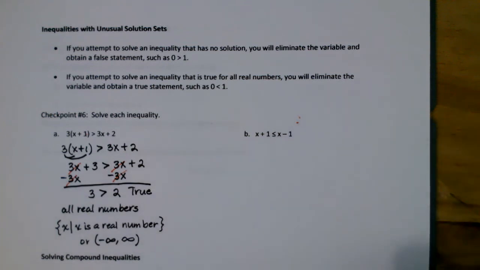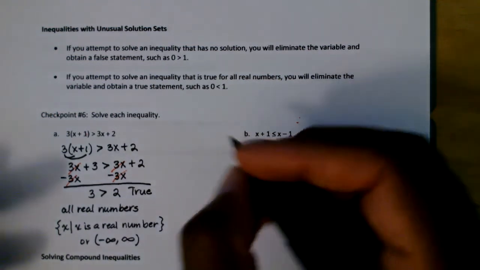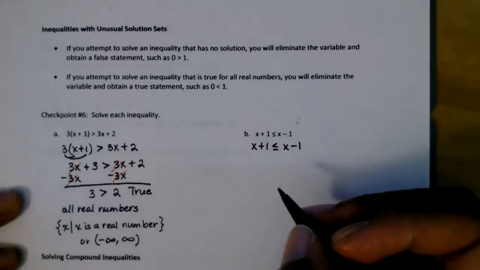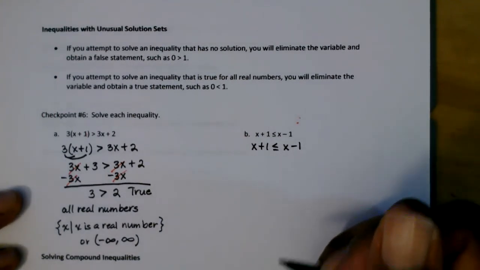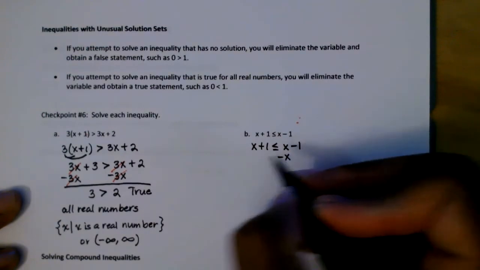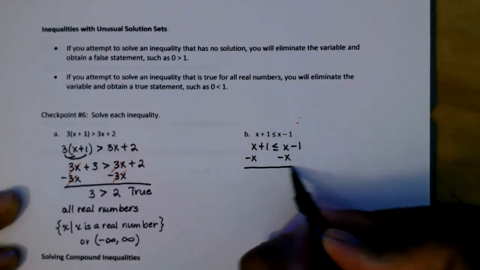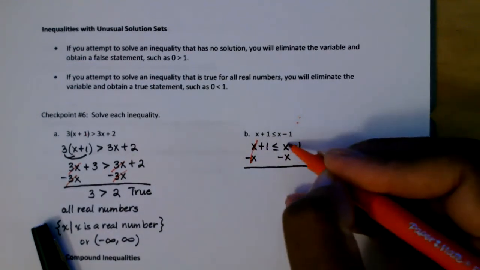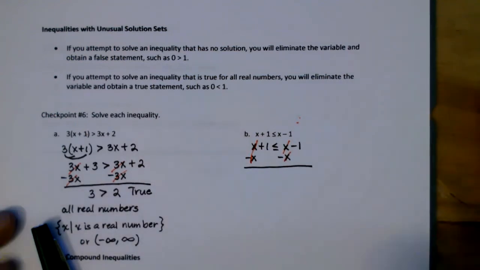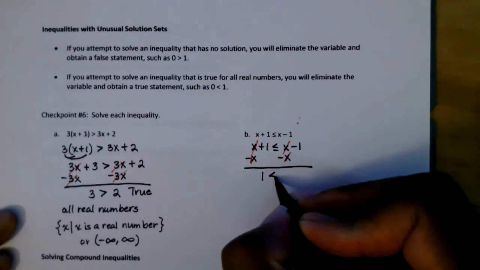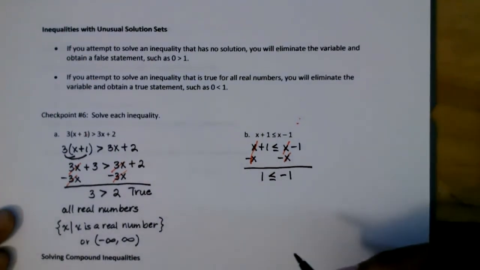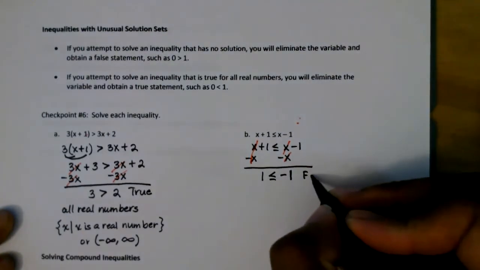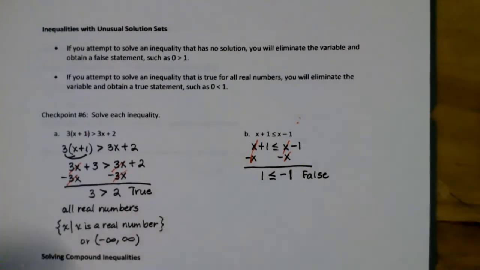All right, the other one: x plus 1 is less than or equal to x minus 1. Now, in this case, if we attempt to get the x's on one side of this inequality, preferably on the left side, by subtracting x on both sides, you see these x's are gone, and so are these x's. This is what you're left with: 1 is less than or equal to negative 1. And is 1 less than or equal to negative 1? Absolutely not. That's a false statement.